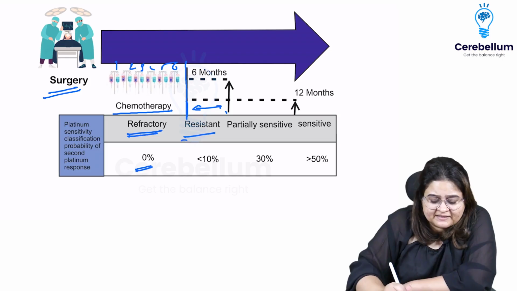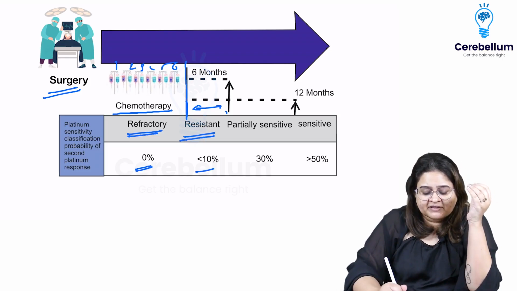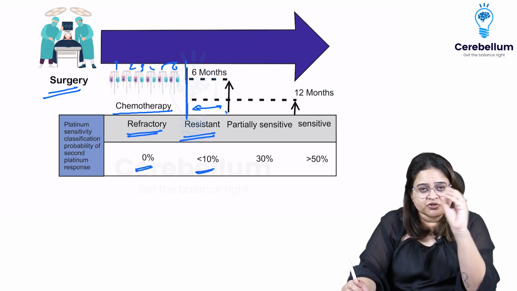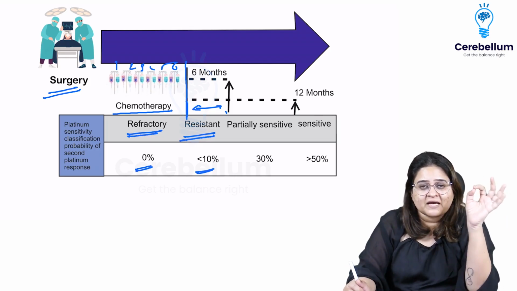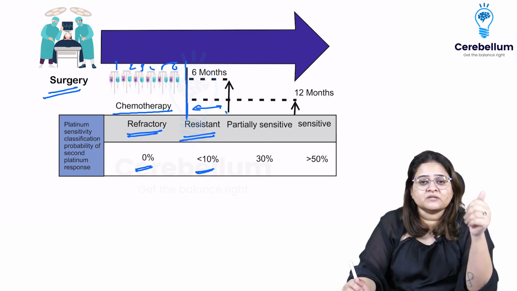it is called resistant. So she is platinum resistant. And again, giving the same regime, there is less than a 10% chance she is going to respond. So better to give a different regime. This is called platinum resistance if the recurrence happens within 6 months of giving the drug.